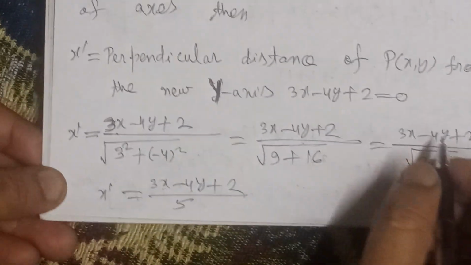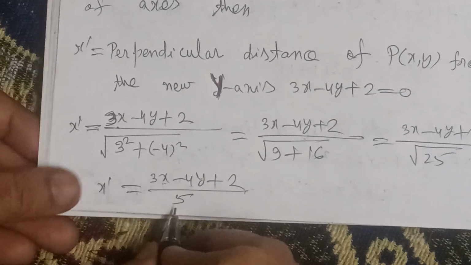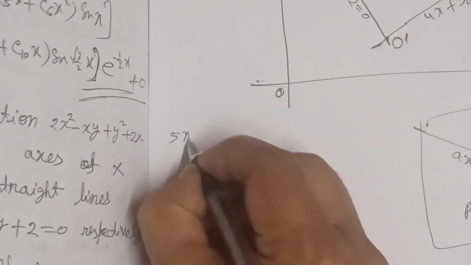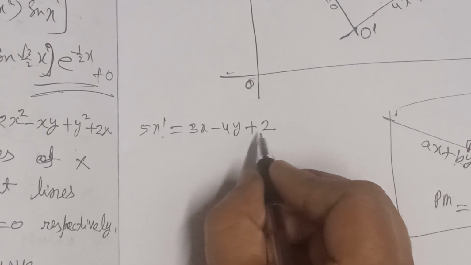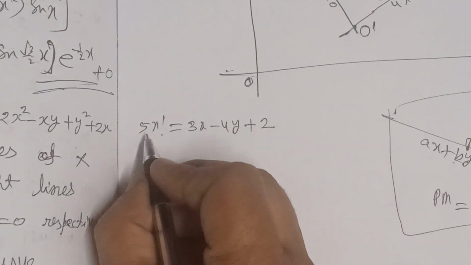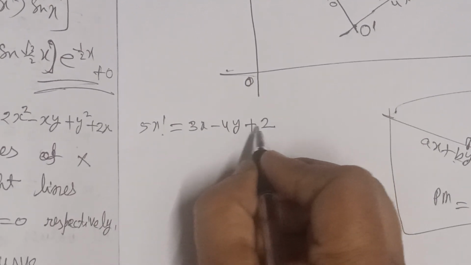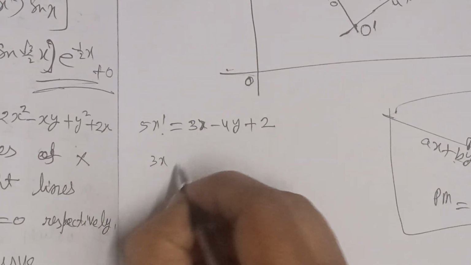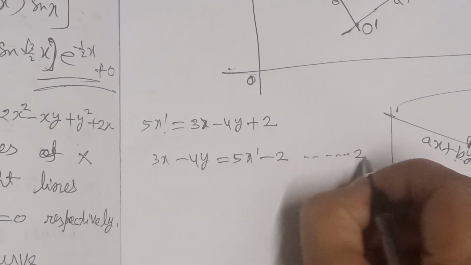So I try to find the value of x, y in terms of x dash, y dash. For this I multiply 5 to the left hand side because I want to create an equation in x, y, so that I transpose 2 to the left hand side. Then the sign becomes minus 2, so we get 3x minus 4y is equal to 5x dash minus 2. I write this as equation number 2.